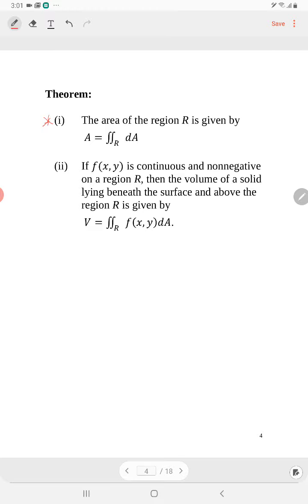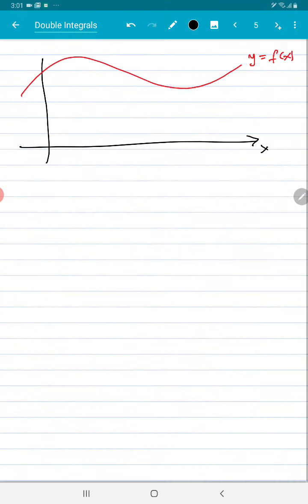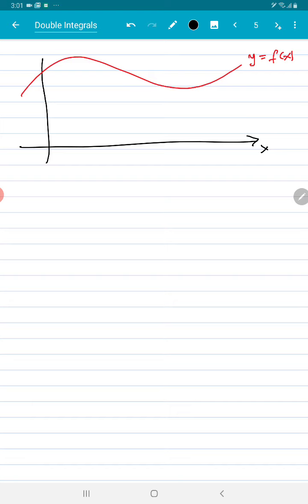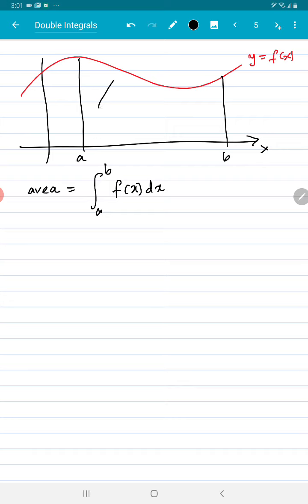Let's recall what we've learned in high school, where you can use integration to find the area under a curve. Remember when you have y equals f of x, and you want to find the area under the curve from A to B. That area is the integral of f of x with respect to x, from A to B. That would be the area under this curve.